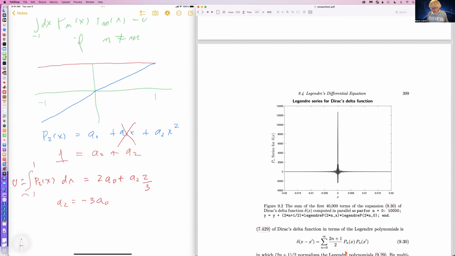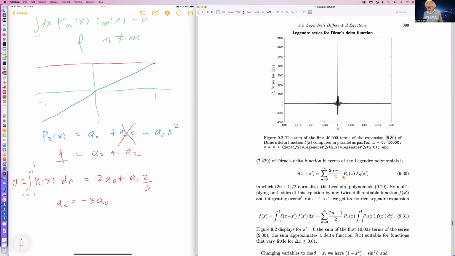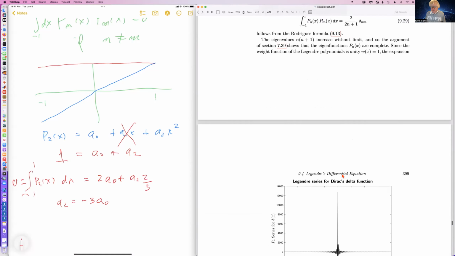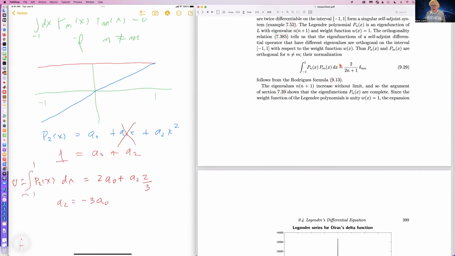I think I showed you yesterday the Legendre series for the Dirac delta function. It's, of course, a sum over all n from 0 to infinity of Pn of x prime, and then you multiply by, I forget what these are actually. I think this is Pn of 0 and Pn of 1. But it's a normalization factor in this particular case.